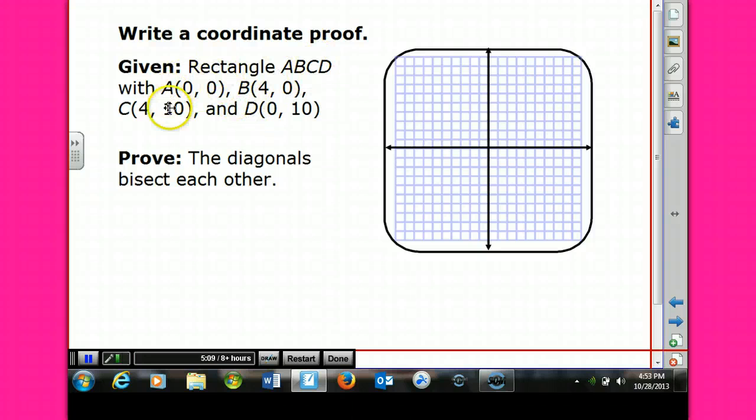Given we have a rectangle ABCD with the vertices shown here, we are asked to prove the diagonals bisect each other. Okay, so we're going to go ahead and position this rectangle. We have A at 0, 0. We have B at 4, 0. We have C at 4, 10. And we have D at 0, 10.